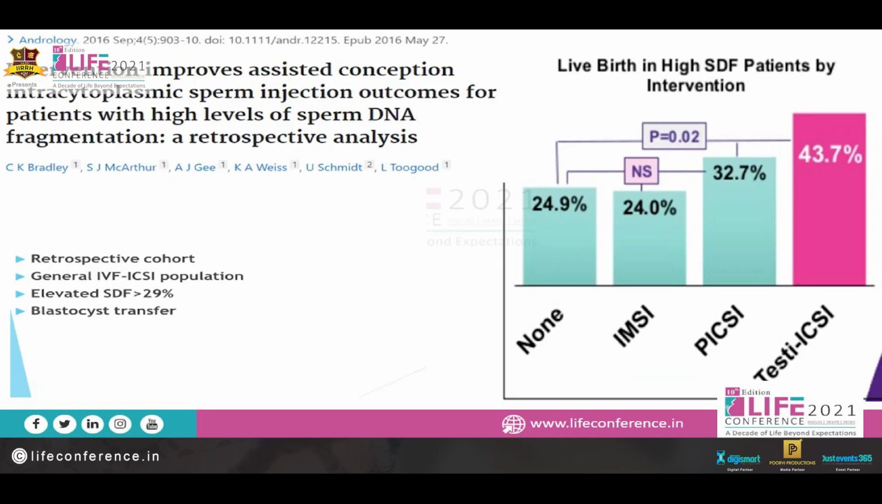Look at this particular picture where you see the graph on your right hand side: intervention improves assisted conception, intracytoplasmic sperm injection outcomes for patients with high levels of sperm DNA fragmentation, which is a retrospective analysis. If one does a testicular sperm ICSI, you have a pregnancy rate rising from almost a quarter to almost half, which means 24% to 43.7%. And this only happens because you are able to select the right sperm with the microscope and also make sure that this is the only sperm that actually fertilizes the egg.